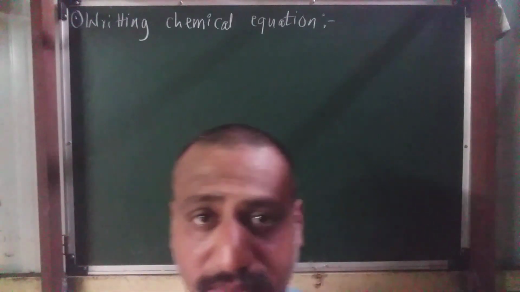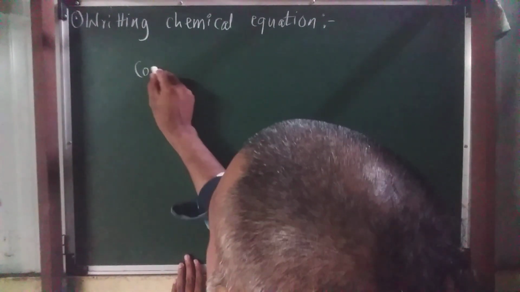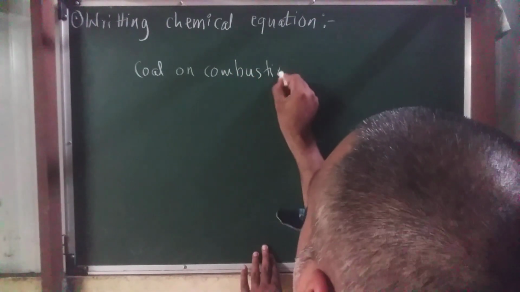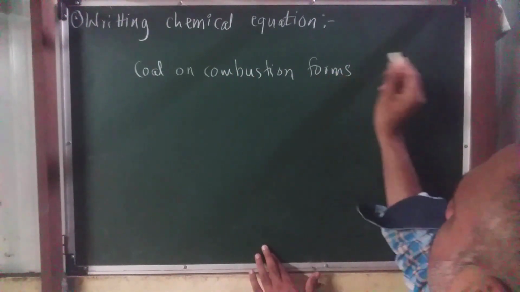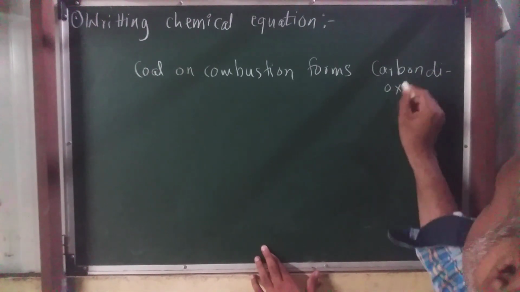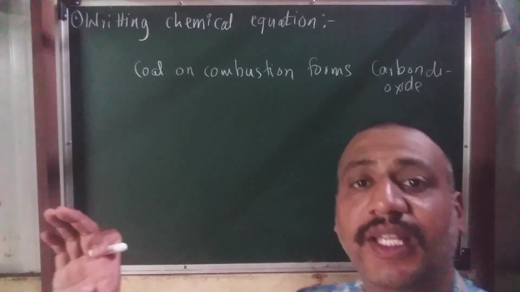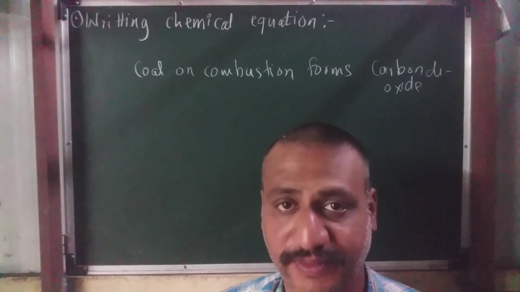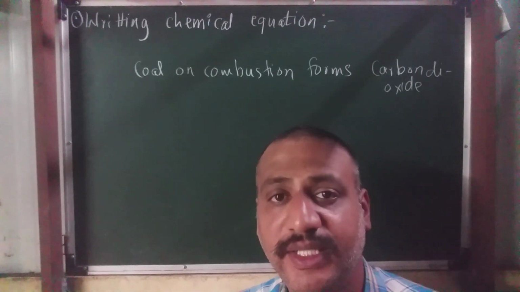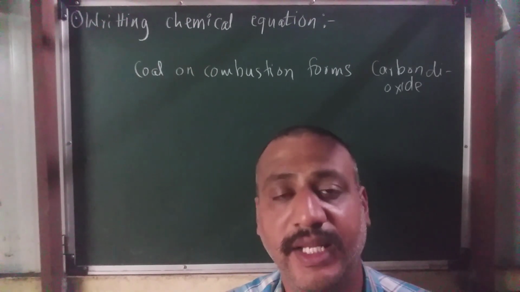For example, if we take the combustion of coal, we know that coal on combustion forms carbon dioxide. Major chemical change I am discussing. So this statement is the statement of the chemical reaction. The reactant we have is coal, it reacts with oxygen, resulting in the formation of carbon dioxide. This is the chemical reaction.